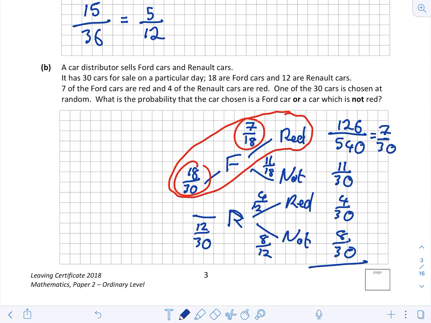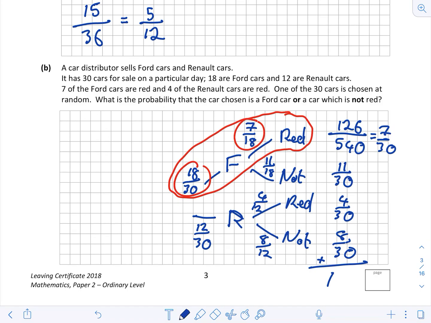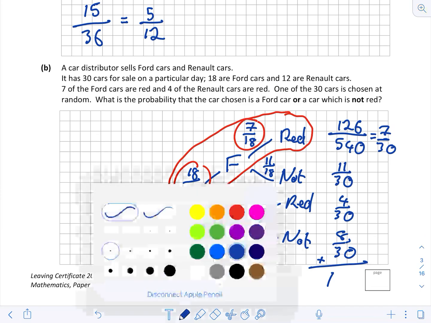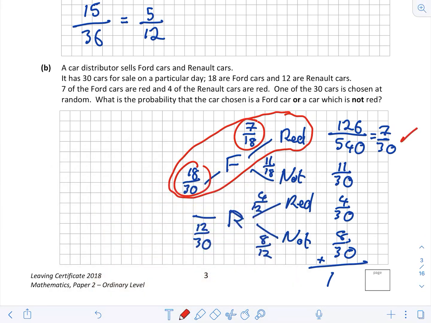And they should all add up to 1. So let's just check that. 8 plus 4 plus 11 plus 7 is equal to 30. Yes, they do, so everything is okay there. Now, what are we asked for? One of the 30 cars chosen at random, what is the probability that the car chosen is a Ford car or a car which is not red? A Ford car, so it's going to be this one, or this one, or not red, so it cannot be this one, but it can be this one. So the probability will be 7 over 30 plus 11 over 30 plus 8 over 30.